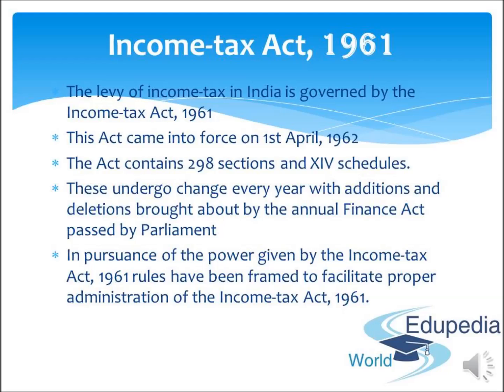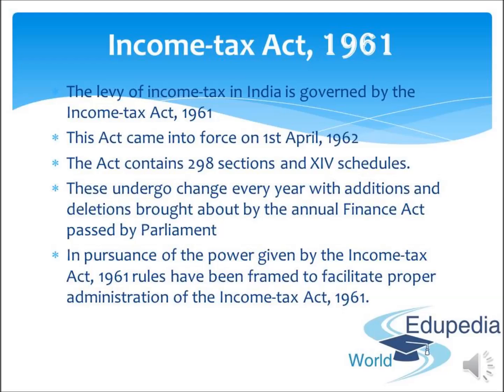In pursuance of the power given by the Income Tax Act 1961, rules have been framed to facilitate proper administration of the Income Tax Act 1961. As we studied in the previous slide, there is one component named income tax rules. So this act has given power to the CBDT, that is the Central Board of Direct Taxes, the major taxation body in our country that administers taxes. So they form income tax rules so that the income tax is better administered and better collected.